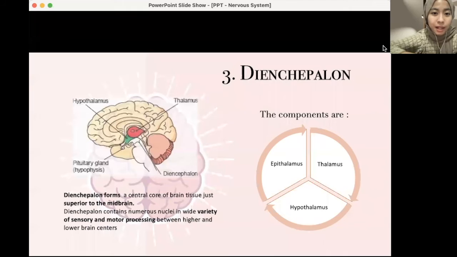So the third part of the brain is the diencephalon. The diencephalon forms a central core of brain tissue just superior to the midbrain. The diencephalon also contains numerous nuclei involved in a wide variety of sensory and motor processing between higher and lower brain centers. The components of the diencephalon are the thalamus, hypothalamus, and epithalamus.